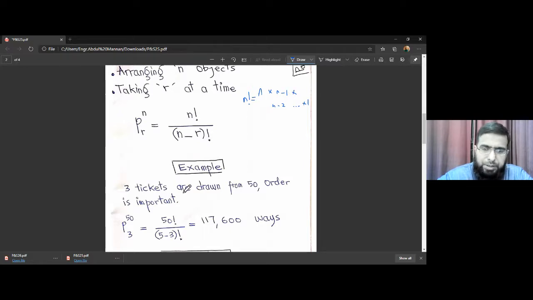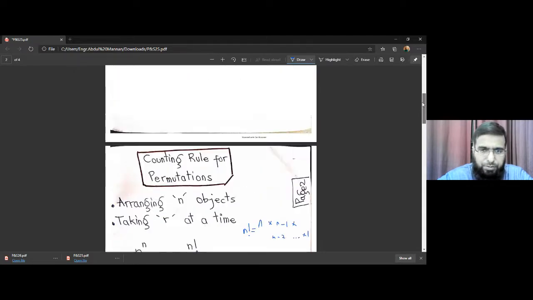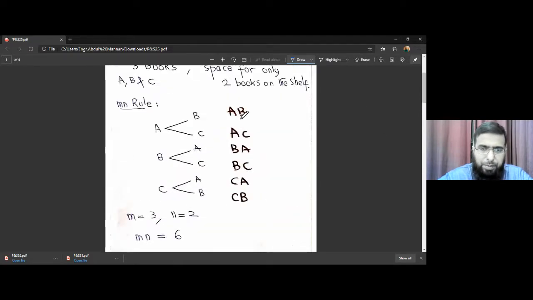So suppose we have to draw 3 tickets from a lot of 50 tickets, and order is important. We use permutations when the order is important. For example, in this example, the first book is A, the second book is B, and AB is different from BA. If order is important, AB is different from BA, we use permutation.